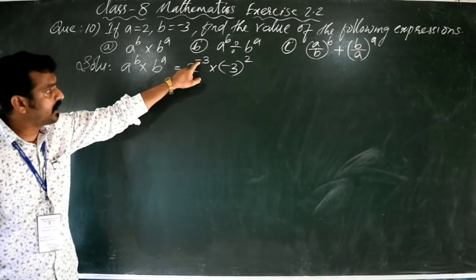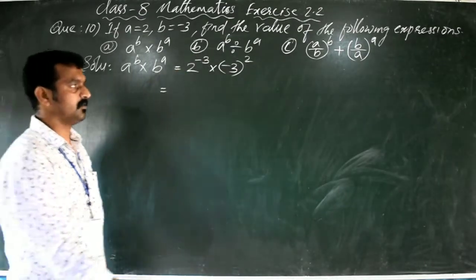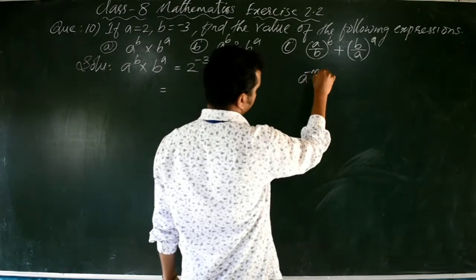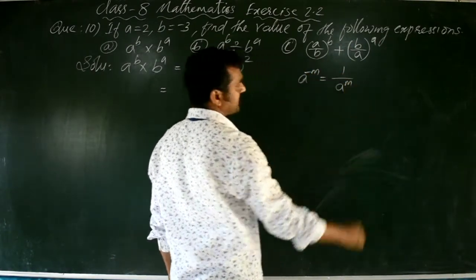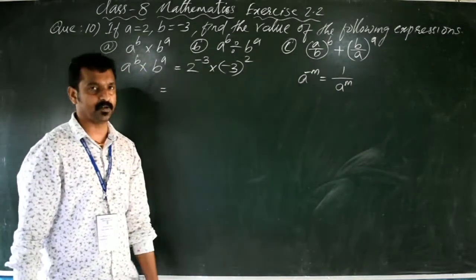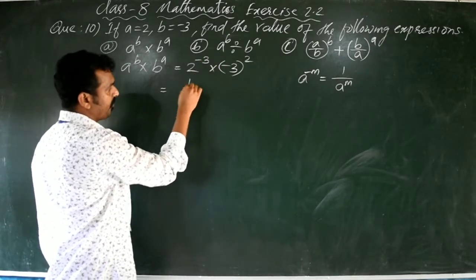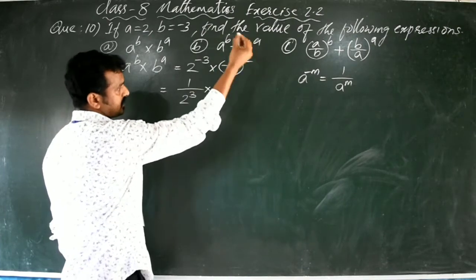The exponent is a negative integer. We are going to make it a positive integer. How can we make it a positive integer? For that we will use the formula a raised to minus m is equal to 1 by a raised to positive m. So 2 raised to minus 3 is equal to 1 by 2 raised to 3, into minus 3 raised to 2.